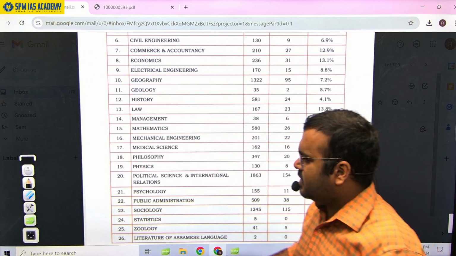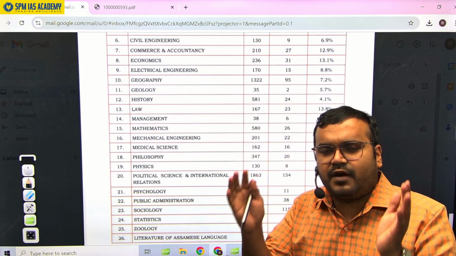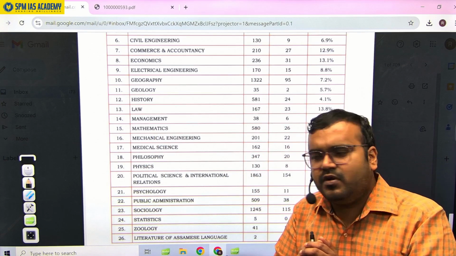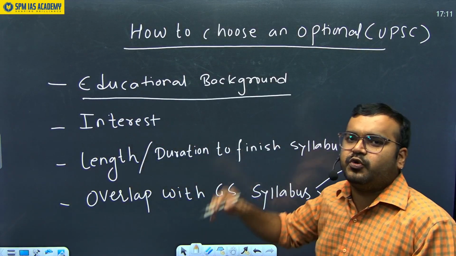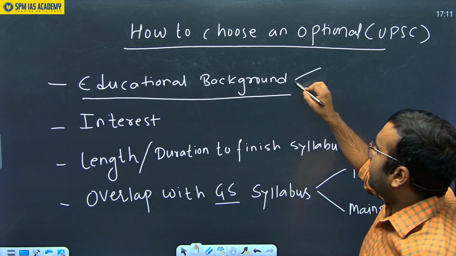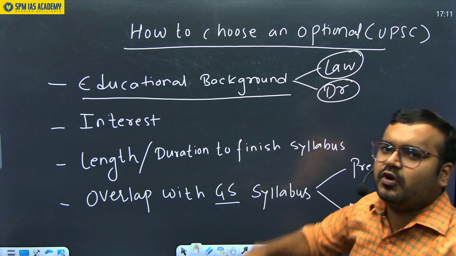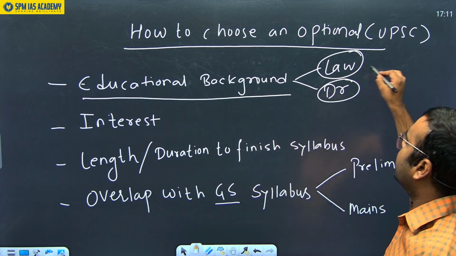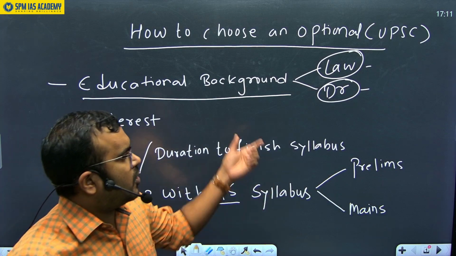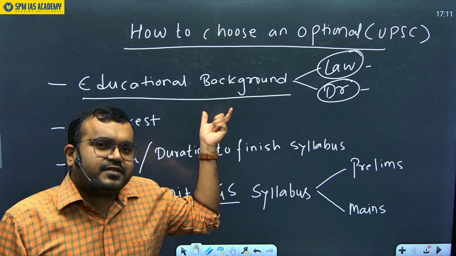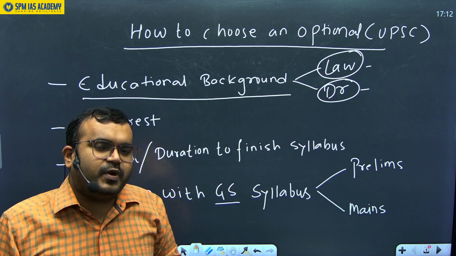There are certain optionals which you can directly relate to if you have a certain educational background from that particular option. So this is the first thing: what exactly is your educational background. In case you are a law graduate, or for that matter a doctor, then it will be an easier choice for you to go for the law optional or the medical science optional. Similarly, most of the time students are from an arts background, that they did their graduation from, right?